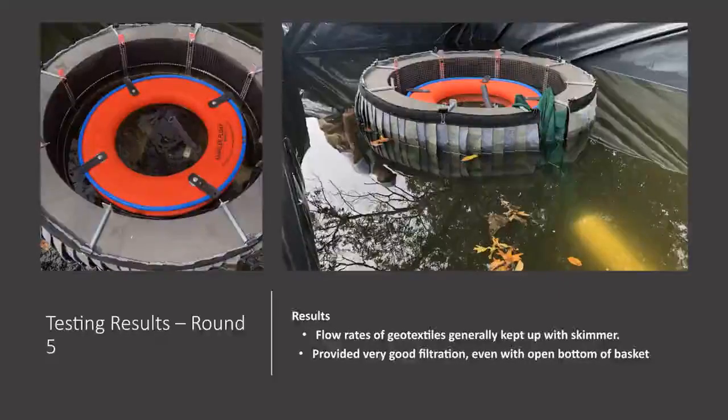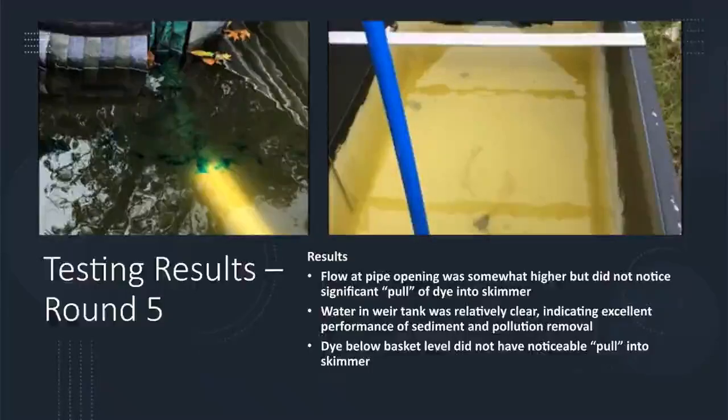So our results were better this time in that the flow rates of the geotextiles generally kept up with the skimmer flow rate. It provided very good filtration even with the open bottom of the basket. We also used dye in the water to check for flow at 2 places, both the opening of where the pipe comes out of the basket and at the bottom of the skimmer since there was not a bottom filter. In both cases, we did not notice a substantial pull of the skimmer, based on the dye in these areas. We also were using a weir tank for the flow rate testing, and the water in the weir tank was relatively clear, indicating excellent performance of sediment and pollutant removal.